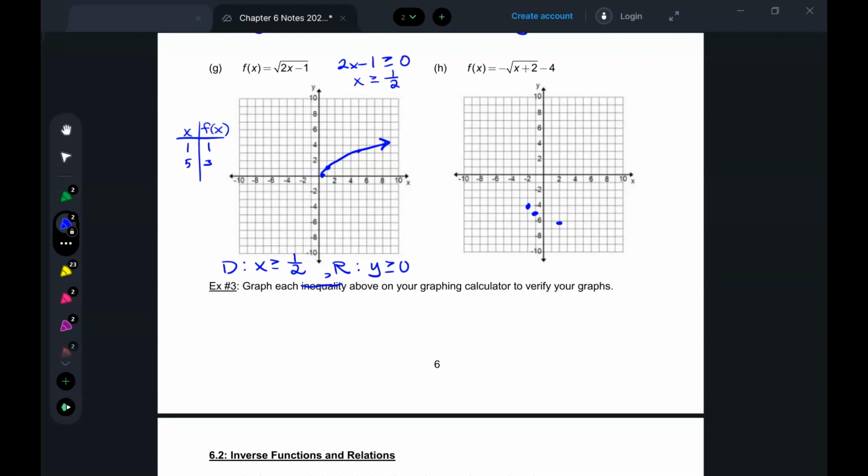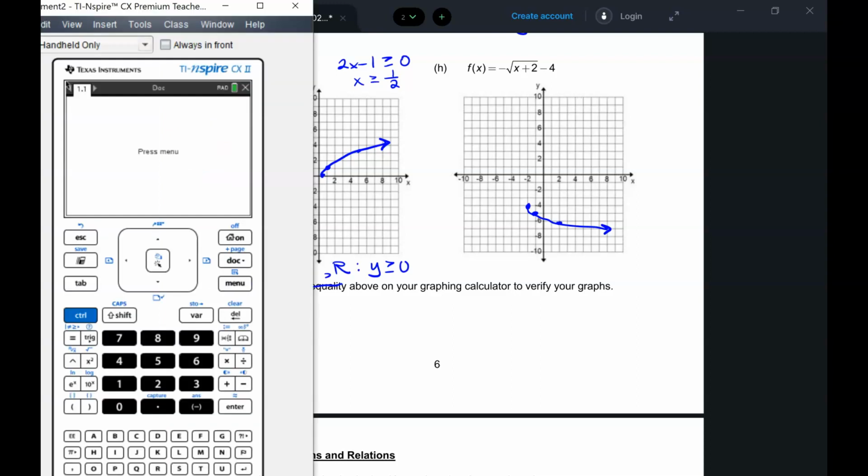Wait, then how'd you get the next thing? Okay, so if I plug in 2, you get 0. No, because square root of 4 would be 2. Negative 2 minus 4 is negative 6. Again, if it's too much to try to do it all in your head, just make a little table on the side. Okay, on your calculators.